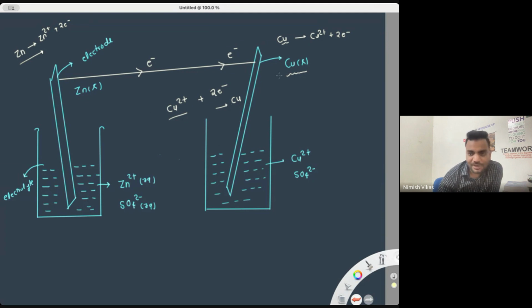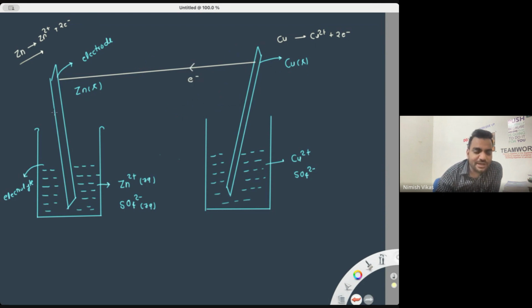Now what about the copper? If copper wanted to lose electron, then electron has to go this way, the opposite side. Exactly opposite. If copper wants to lose electron, then these electrons have to travel this way.